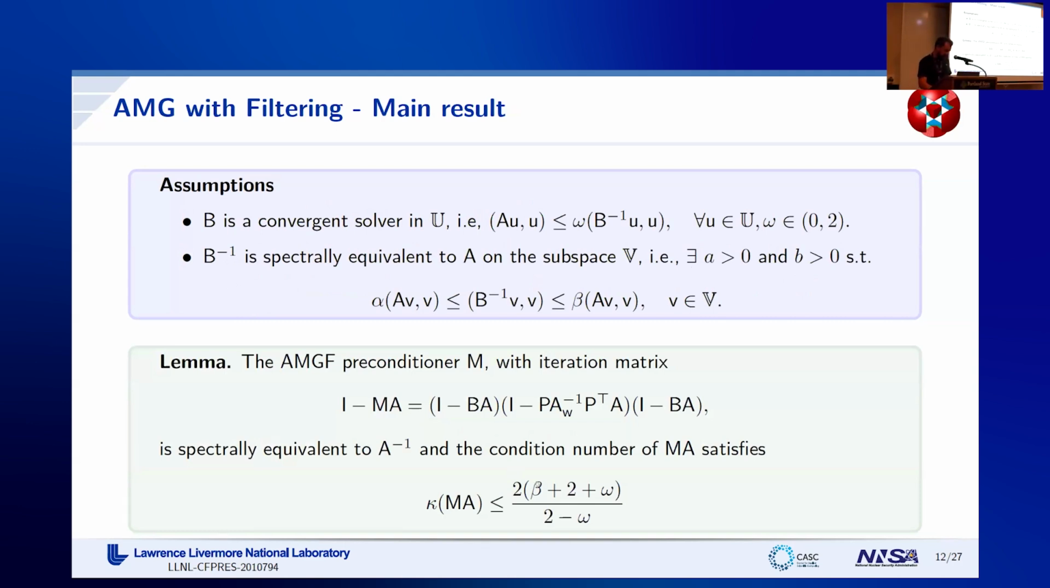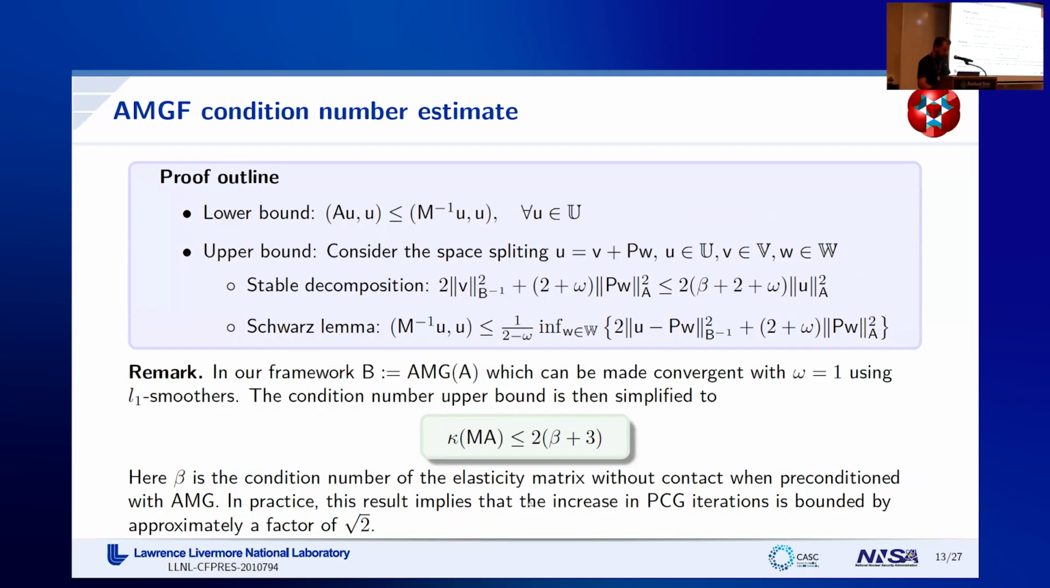Now in practice, let's see what this means. You could make B here, in our case, AMG because it's elasticity. And we can make this convergent with just omega equals 1 using L1 smoothers, for example, which are convergent for SPD matrices and everything. And what is this beta? Beta is the condition number, really, of the preconditioned system with AMG in the absence of contact.